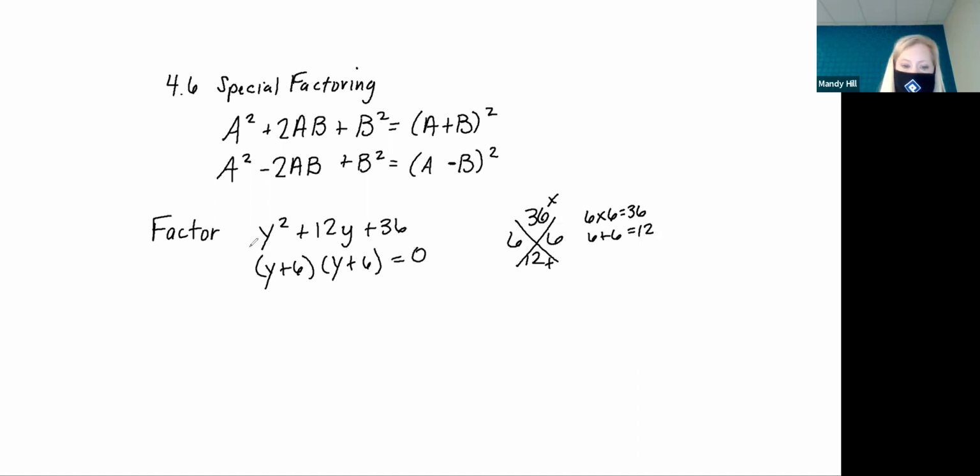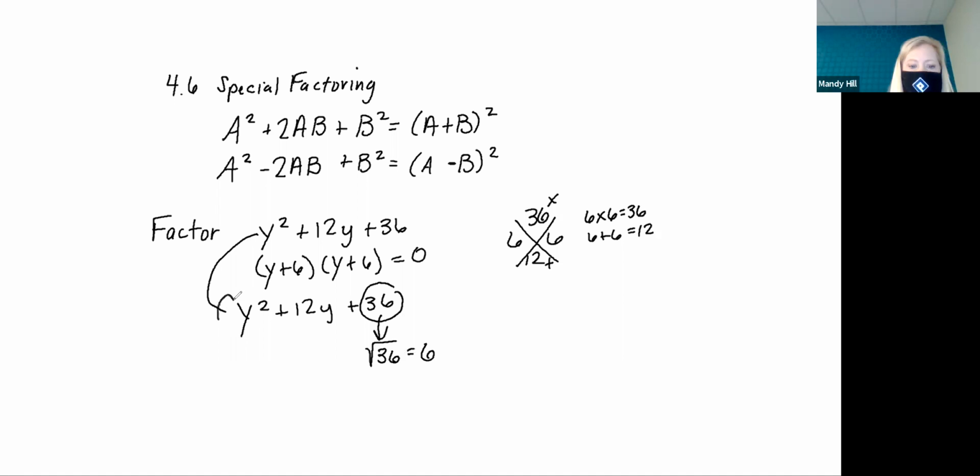All this is saying is if you have this problem, you start out with your y squared plus 12y plus 36, and you look at the last term, and you take the square root of 36. In other words, what two numbers are the same that multiply to 36? The answer would be 6 times 6. So this could be 6. Then you also look at your leading coefficient, the number in the front, and there's no number there, so we know it's a 1. The square root of 1 is 1.